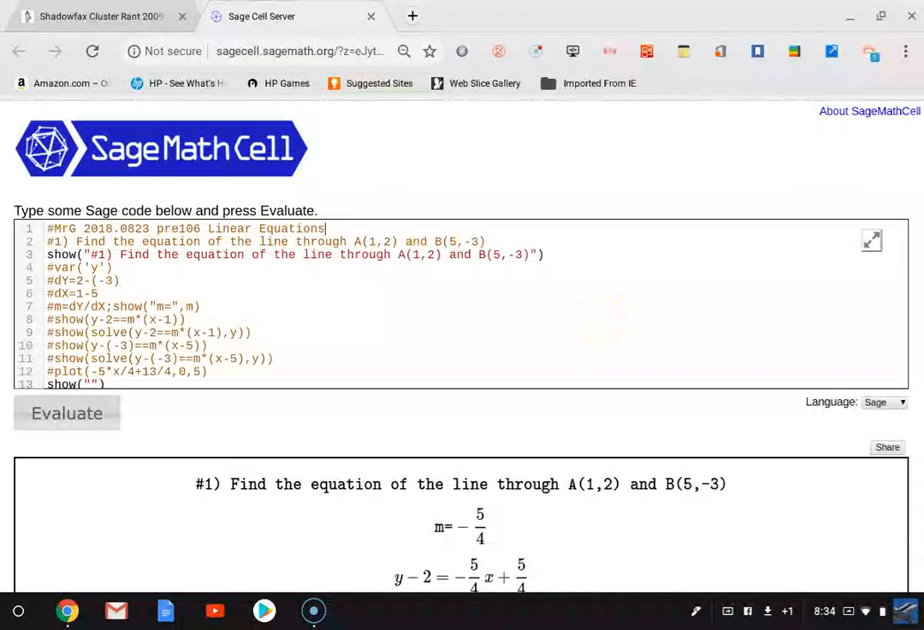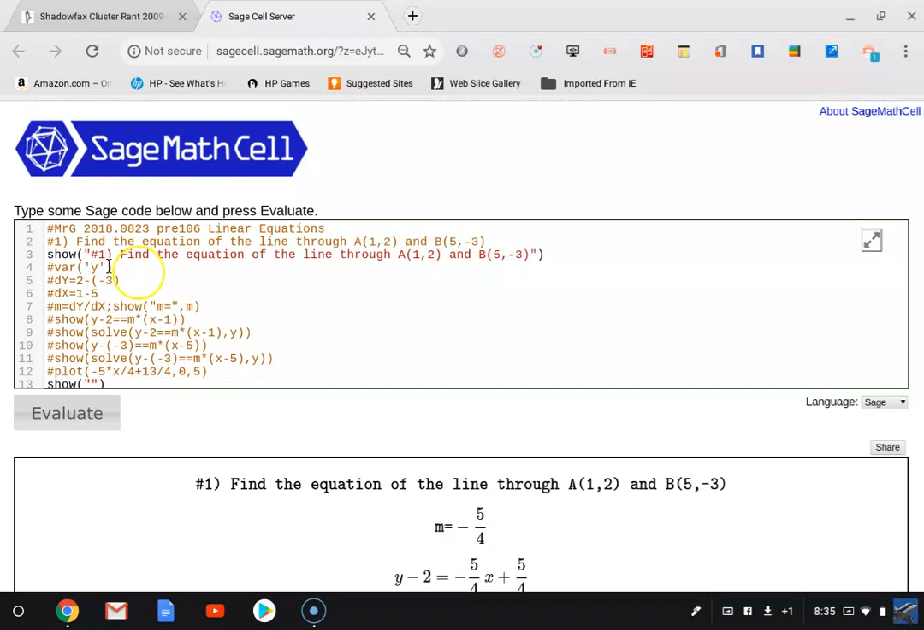Chapter 1, Section 6. Everything you need to know about linear equations, equations of lines, y equals mx plus b, that stuff, okay? So here's our first question. Can you find the equation of the line through the points A and B? A is at (1, 2), and B is at (5, -3).